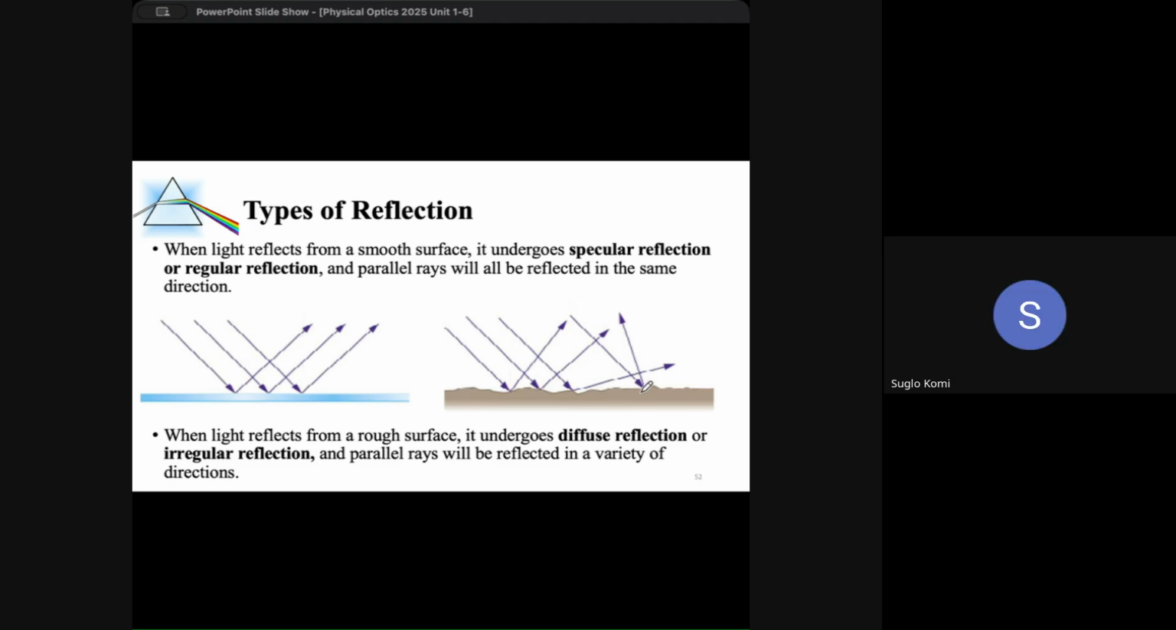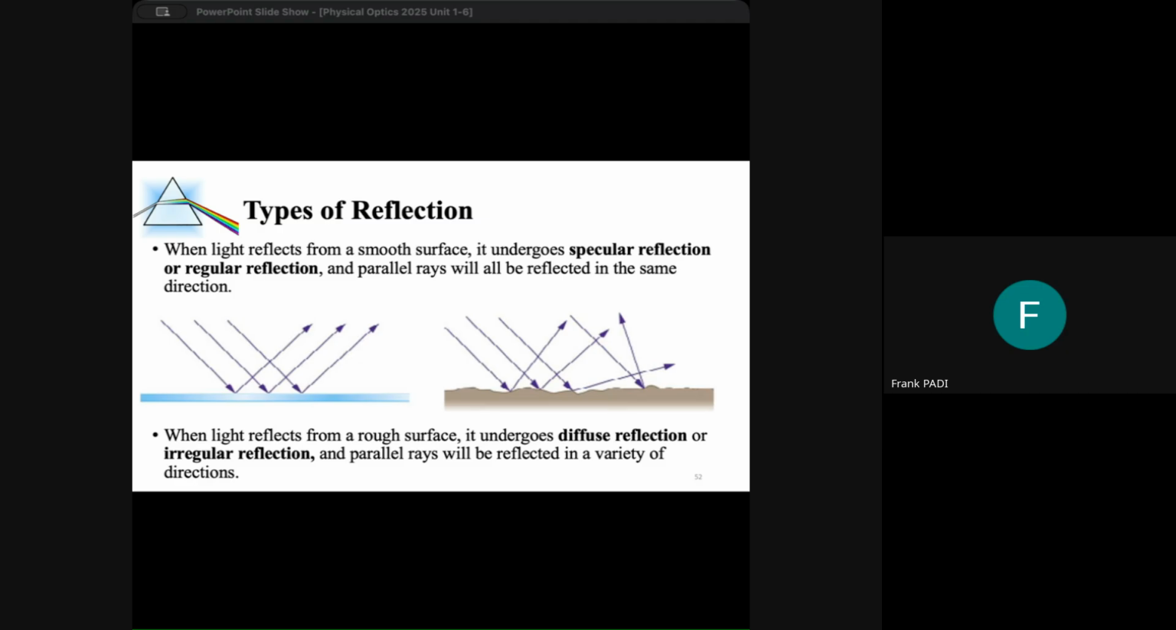Please, sir. In that case, would the angle of incidence be the same as the angle of reflection for the rough surface? That's a nice question. But let me push it to the class before I come in. Class, please, what do we think is going to be?